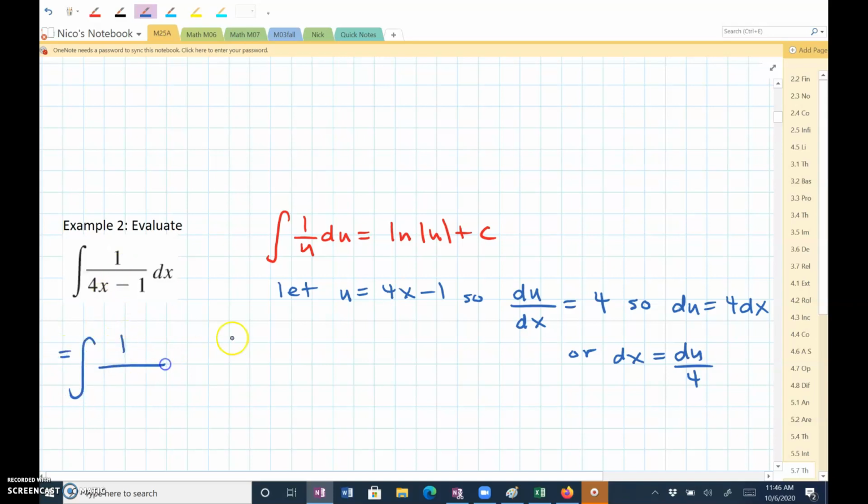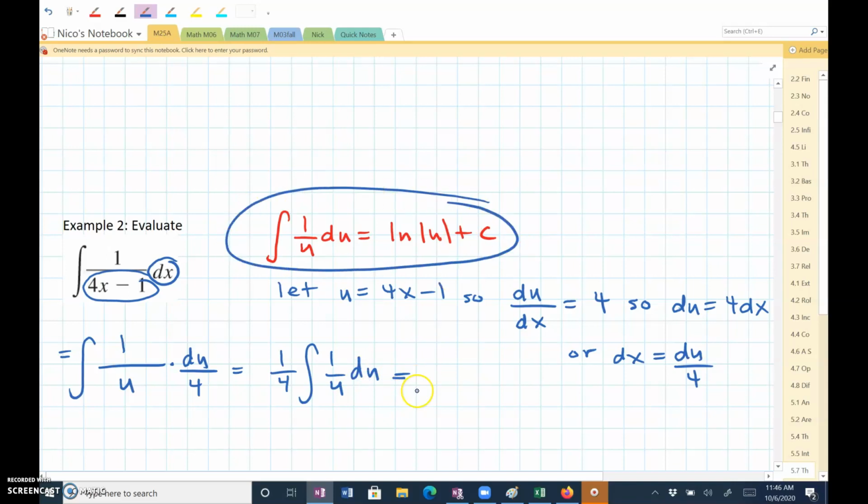So I got 1. This is going to be u, and dx is going to be du over 4. So now I can rewrite this as 1/4 the integral 1 over u du. And now I can use this. So I'm going to get 1/4 the natural log of the absolute value of u plus c, where u is 4x minus 1.